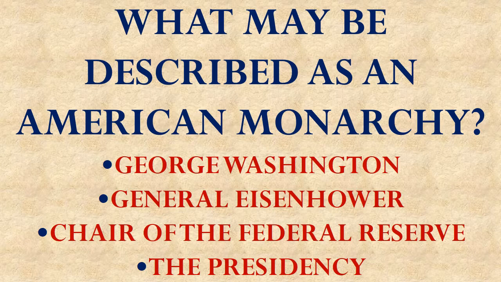What part of the American system of government may be described as an American monarchy? Is it George Washington? Or is it General Dwight D. Eisenhower? Or is it the chair of the Federal Reserve Board? Or is it the office of the presidency? The American monarchy is not any one man. It is the office of the presidency.